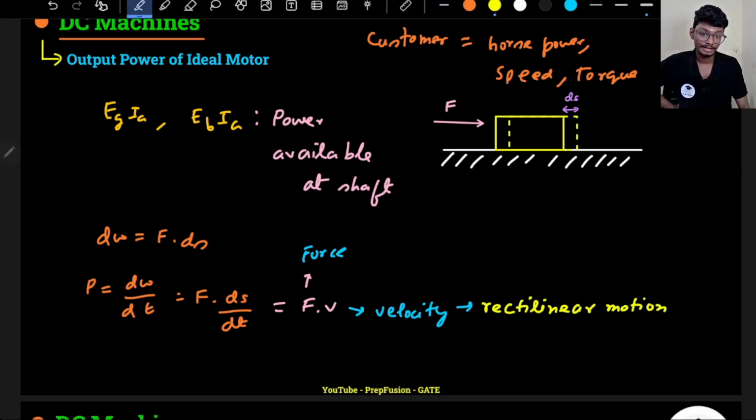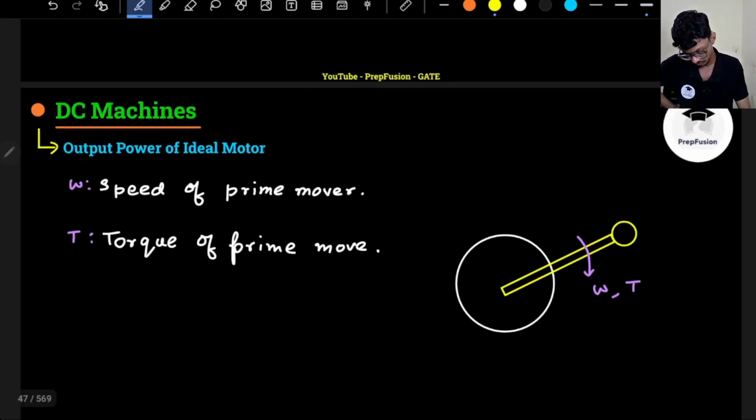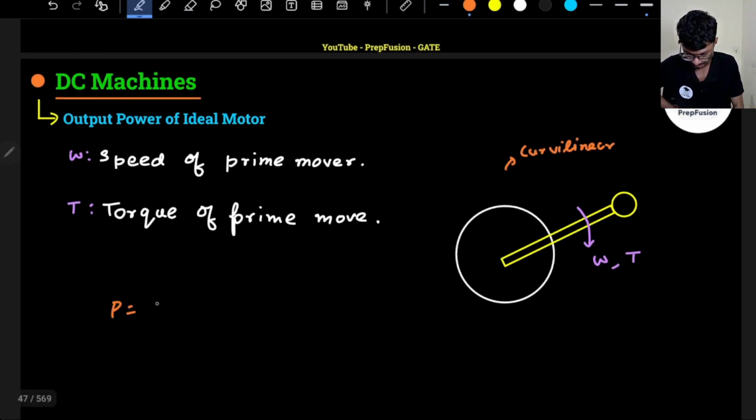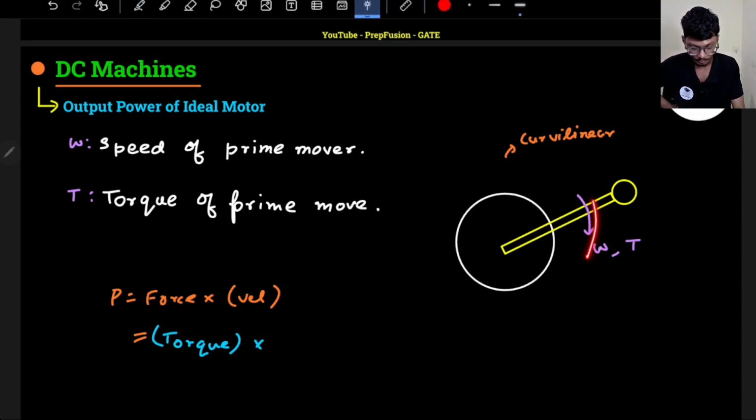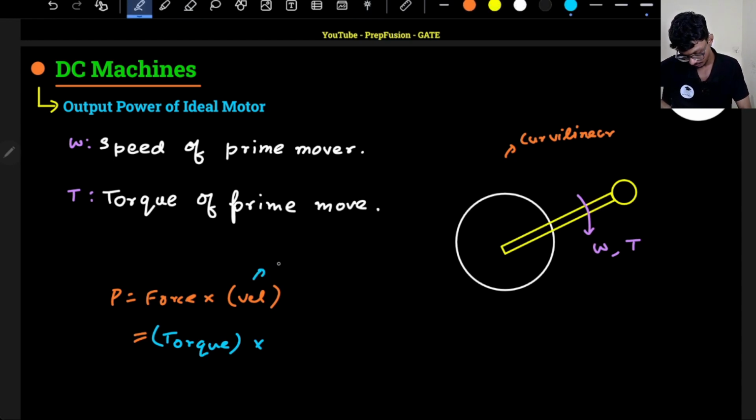Can I do something similar for a curvilinear motion? Curvilinear motion means rotational motion, right? Power here will be the same: force into velocity, but this time in curvilinear motion the force is discussed in terms of torque. So power will be torque times velocity, and velocity in this case will be omega, because it is angular velocity. The velocity is angular now, and the force will be torque now.